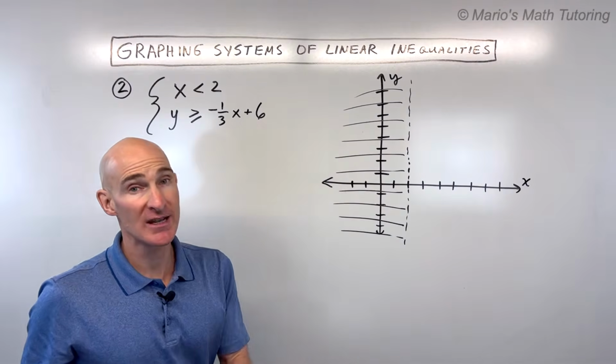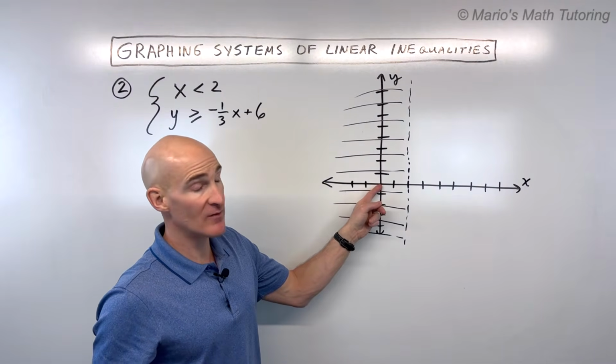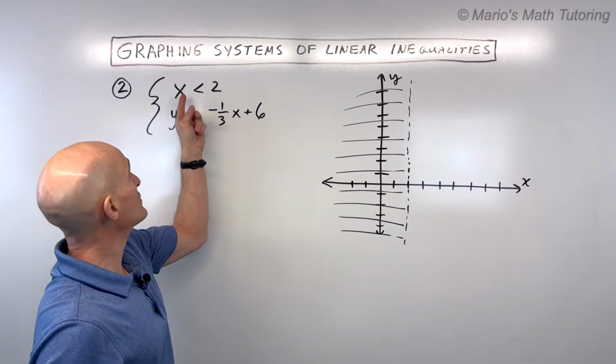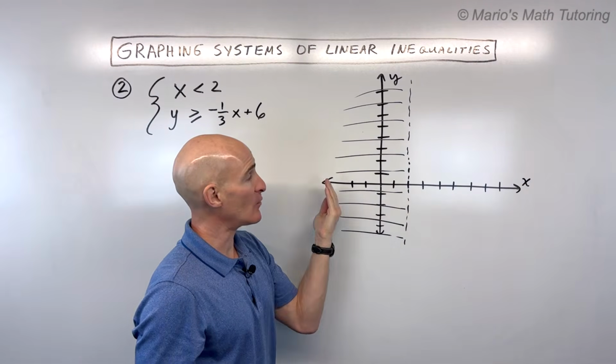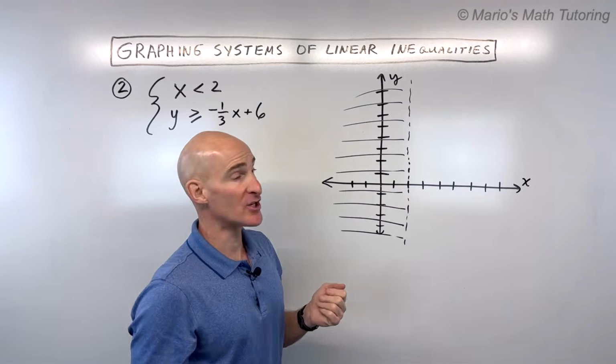Now again, you can use a test point method. You could pick the origin. That's a convenient point, 0, 0. If I put 0 in for x, is 0 less than 2? Yes, that's true. So that would be the true side of the plane that you'd want to shade.